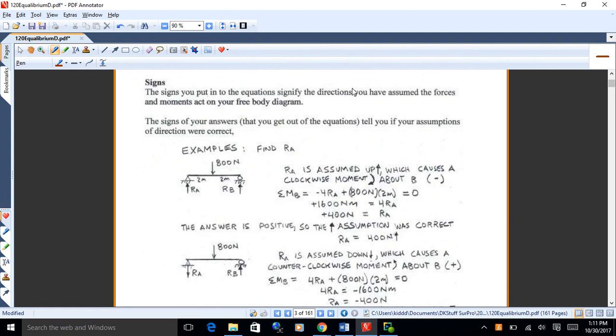Now, another thing I want to mention on this is that signs have meaning here. The signs you put into an equation signify the direction you're assuming things act. Okay? The signs of your answers that you get out of the equation tell you whether your assumptions of direction were correct or not. Okay? So the signs mean different things depending on whether you're putting stuff into an equation or looking at your answers. So you want to keep that straight too. Okay?